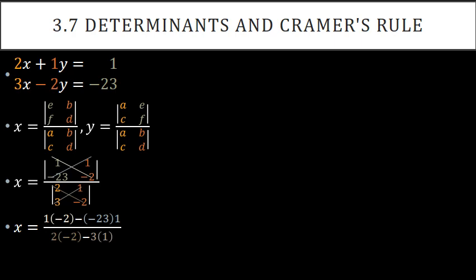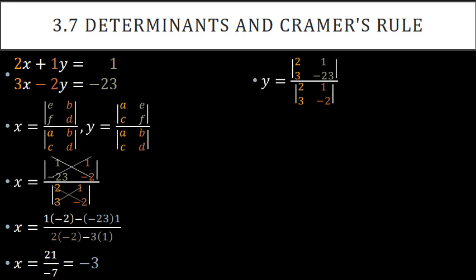So it's the downward diagonal, 1 times negative 2, minus the upward diagonal, negative 23 times 1. On the bottom, it's the downward, 2 times negative 2, minus the upward, 3 times 1. Simplify those. The top becomes 21, the bottom's negative 7. Divide, x is negative 3. Find the y.